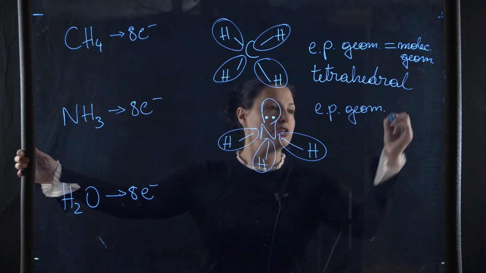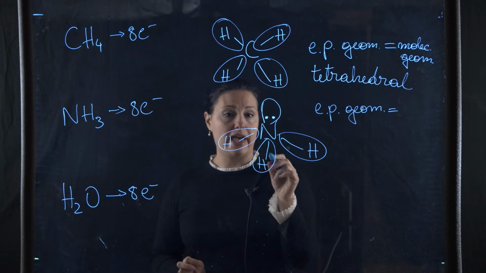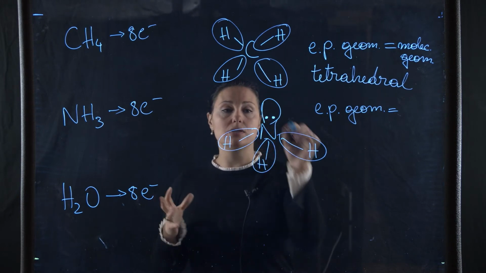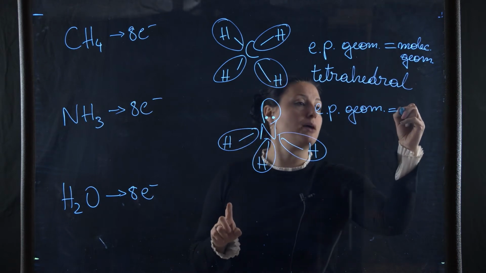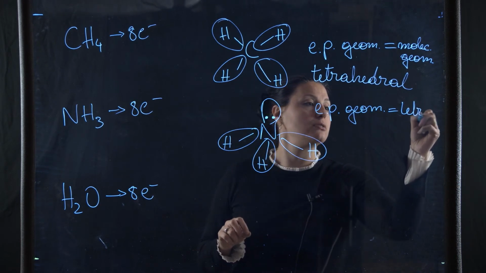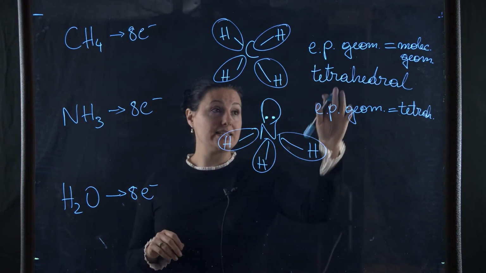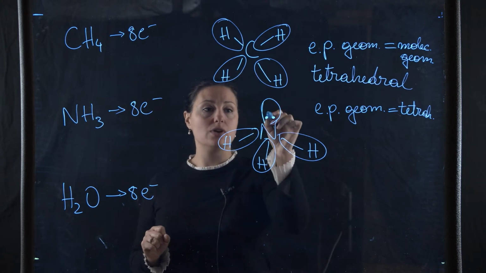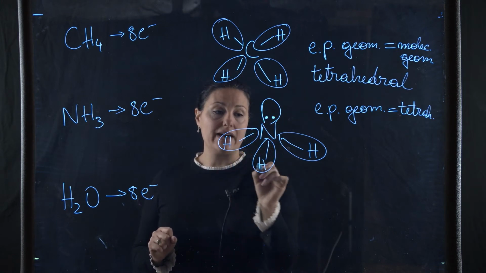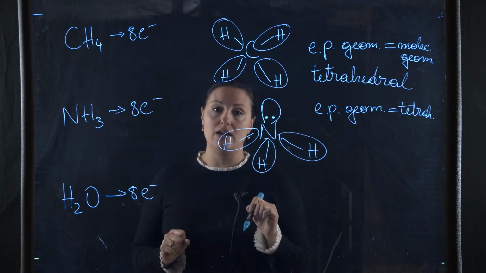because the electron pair geometry doesn't care about what is around the central atom, as long as it just counts the number of groups around the central atom. So electron pair geometry is tetrahedral. However, the molecular geometry has changed a little bit now because I've replaced one of these atoms with a lone pair. So I have 3 hydrogens, so 3 atoms and a lone pair around that central atom.